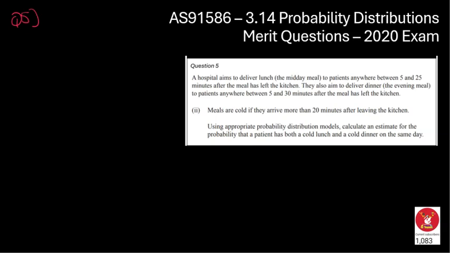So a hospital claims to deliver lunch to patients anywhere between 5 and 25 minutes, the units, after the meal has left the kitchen. They also aim to deliver dinner anywhere between 5 and 30 minutes after the meal has left the kitchen. The meals are cold if they arrive more than 20 minutes after they leave the kitchen. Use an appropriate distribution model to calculate an estimate for the probability that a patient has cold lunch and cold dinner. So that's basically saying for lunch and dinner, we're trying to find the probability that X is greater than 20 minutes for lunch, and then for dinner, they've got different characteristics.